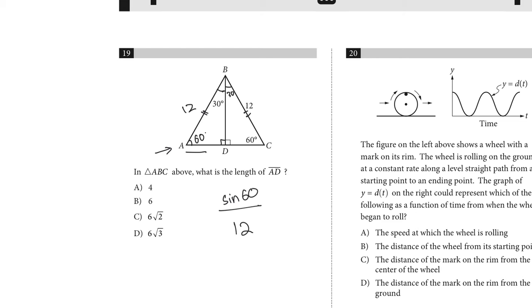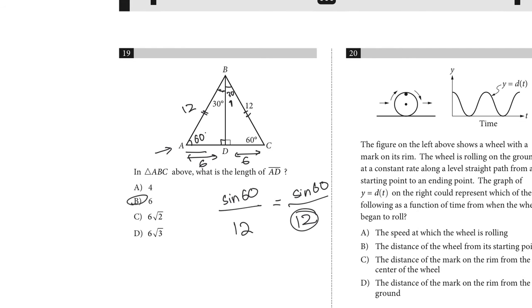Right? Sine 60 gives us 12, then sine 60, this is the whole angle here, that should also give us 12. So the answer should probably be 6. 12 and 12. We can still verify the same answer.